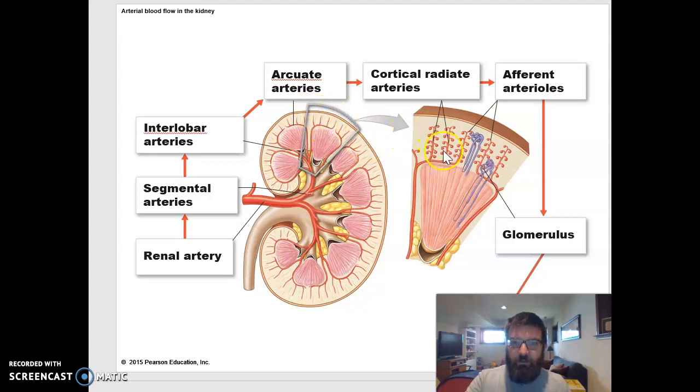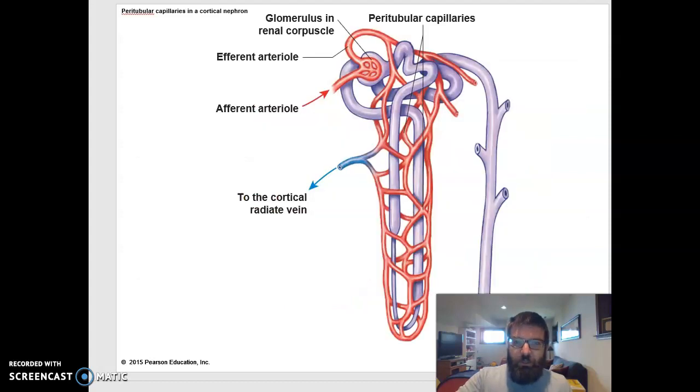Right? This is another look at cortical radiate arteries. And if you look really closely at these tiny little vessels that come off of the cortical radiate artery, those are called afferent arterioles. And afferent arterioles lead to a glomerulus. Just like you may remember from Bio 151, afferent means incoming in terms of neurons, right? Sensory neurons are also called afferent neurons. Afferent arterioles are incoming toward the glomerulus.